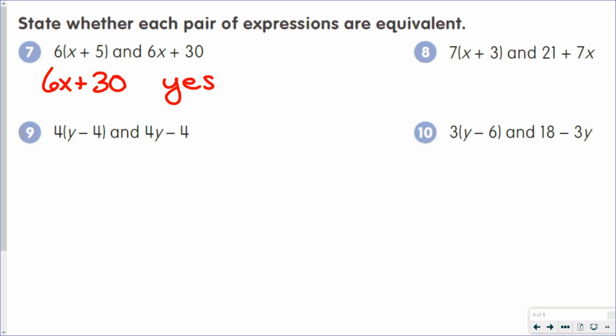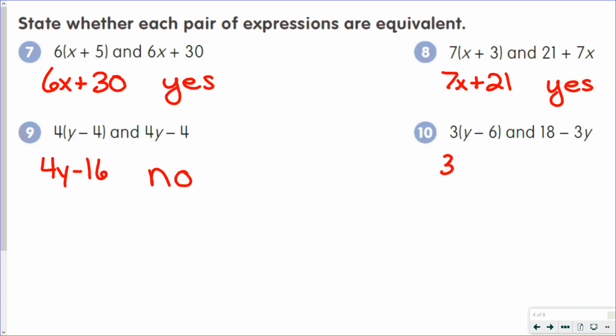Number 8. 7 times x is 7x. 7 times 3 is 21. Since you can move things around in addition, these are equivalent. 4 times y is 4y minus 4 times 4 is 16. 4y minus 16 is not the same as 4y minus 4, so those are not equivalent. 3 times y is 3y, and we're subtracting. 3 times 6 is 18. You cannot switch the order in subtraction, so those would not be equivalent.